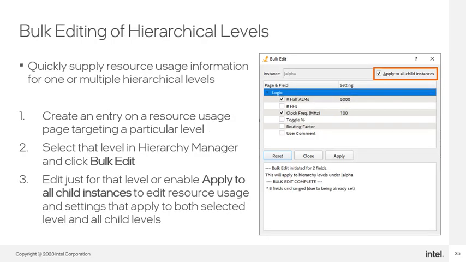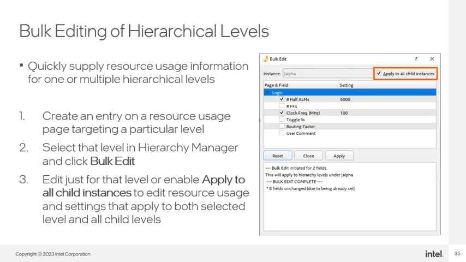One additional feature of the Hierarchy Manager is the ability to bulk edit resource usage and other options from multiple hierarchical levels simultaneously. Normally, you would need to manually create multiple entries on the resource usage pages to do this for each level. However, you can simplify this process by first creating normal entries on the resource usage pages, targeting a particular hierarchical level. With the targeted level now appearing in the Hierarchy Manager, select it, click Bulk Edit, and enable the Apply to All Child Instances option.